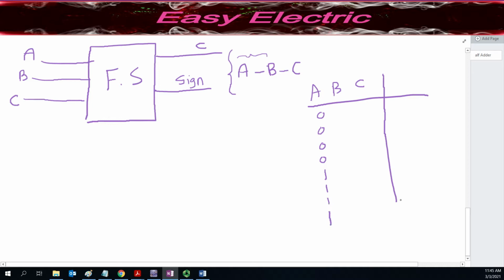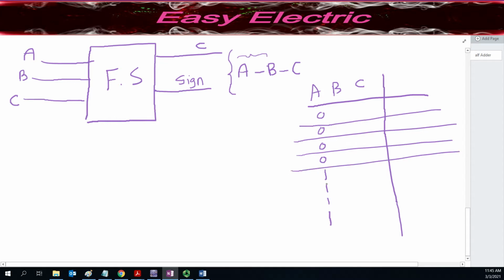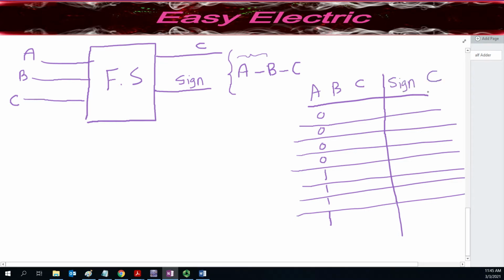So let's just complete these 8 cases. Maybe it's better to separate each different input that you could have. Then we will have as an output 1 for sign, 1 for C. So complete this table. Let's just complete the left side: 0 0 1 1 0 0 1 1, and 0 1 0 1 0 1 0 1.